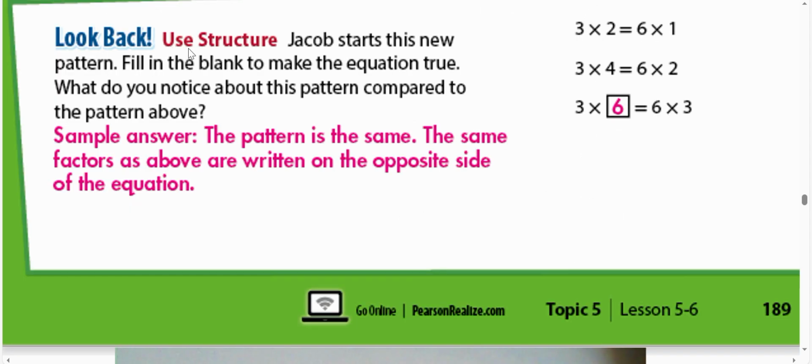Look, use structure, group stars, new pattern. Fill in the blank to make the equation true. What do you notice about this pattern compared to the pattern above? The simple answer: the pattern is the same. The same factors as above are on the opposite side of the equation. 3 times 6 is equivalent to 6 times 3 using the commutative property.